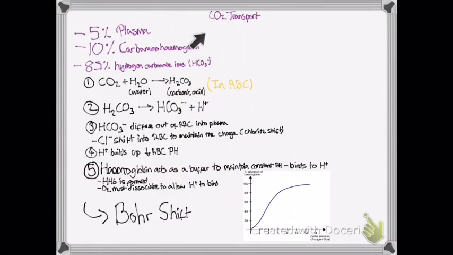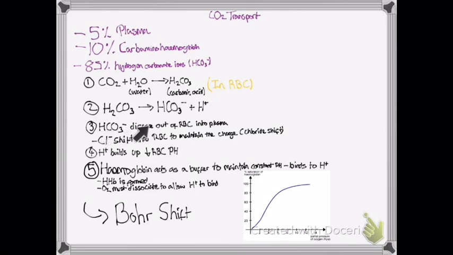Okay, finally we're looking at carbon dioxide transport, and there's 3 ways this happens. 5% of it is done in the plasma, 10% in carbaminohemoglobin, and 85% in hydrogen carbonate ions. So first of all, we have this reaction here. CO2 plus water creates carbonic acid, which is H2CO3. That happens in the red blood cell. H2CO3 then dissociates into hydrogen carbonate ions and hydrogen ions.